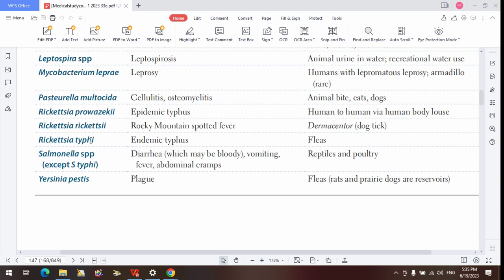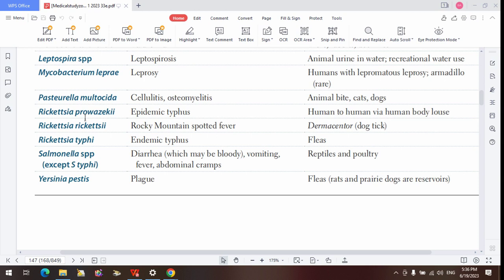Then that's all about Rickettsia rickettsii, Rocky Mountain Spotted Fever from dog tick. Rickettsia prowazekii, so this one is the epidemic typhus. So we've talked about the Rocky Mountain Spotted Fever. The second one is the typhus. We have 2 types of typhus: the epidemic typhus and the endemic typhus. So which one causes the epidemic typhus? The one that has P, which is the prowazekii.